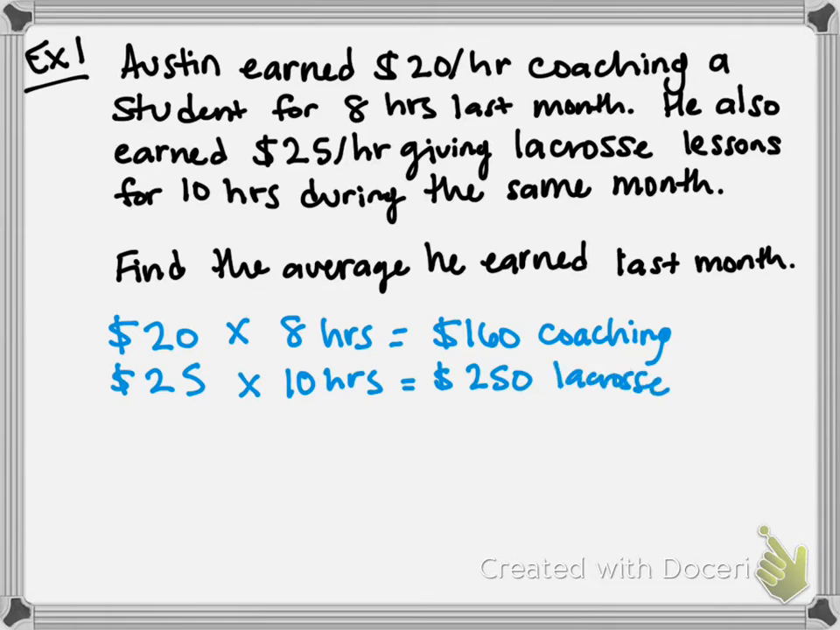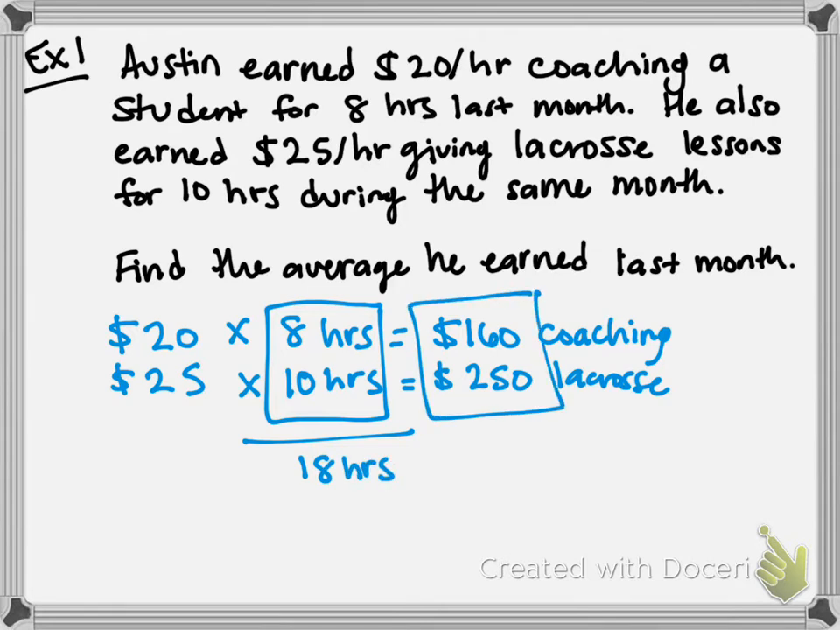All right, so we want to know his average for the last month. So how many hours did he work? He worked 18 total hours. And how much money did he make? He made $410. So how do I figure out the average for that? I want to figure out how much he made every hour. So I'm going to divide 410 by 18.